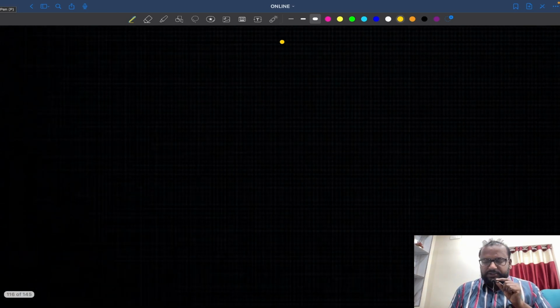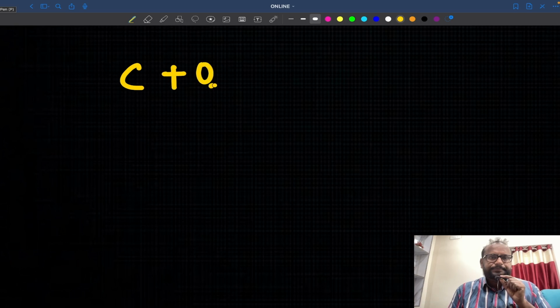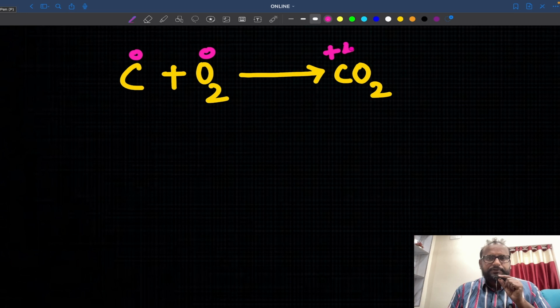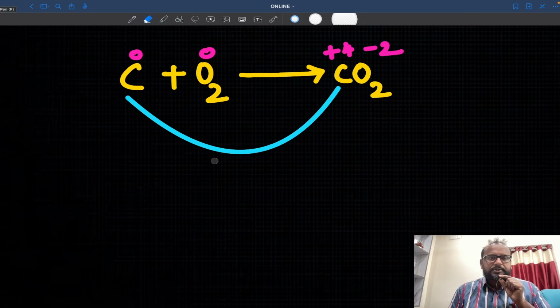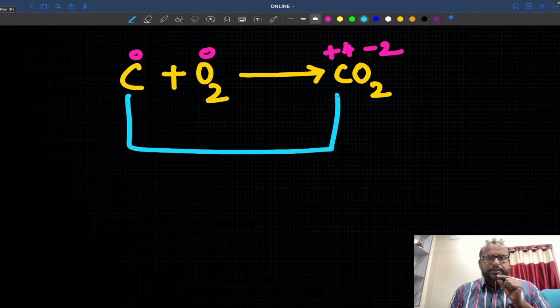So we'll go to the next one. We'll see one example here. For example, carbon reacts with oxygen and forms carbon dioxide. Simple reaction. Carbon's oxidation number in this case is 0. Oxygen oxidation number is also 0, but here the carbon is in +4 oxidation state, oxygen is in -2 oxidation state. We would say that carbon oxidation number has been increased. Carbon oxidation number has been increased from 0 to 4, and oxygen oxidation number has been decreased.